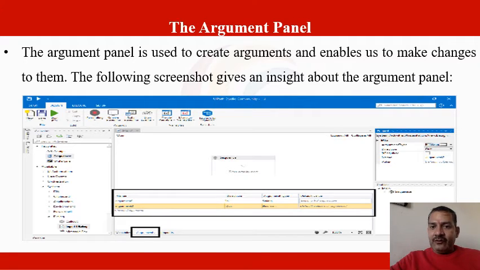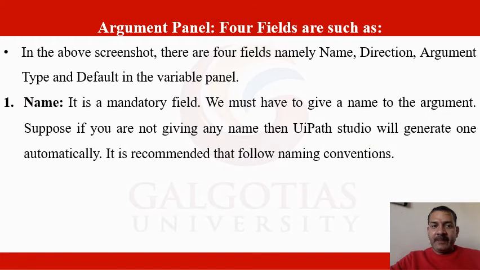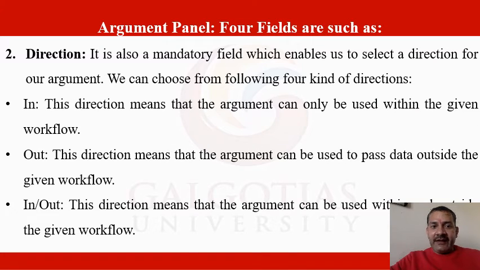Argument panel is used to create arguments and enables us to make changes to them. The following screenshot gives an insight about the argument panel. These are the four fields, name field. This is the direction field. Direction is in, out, in and out. I have already told you.